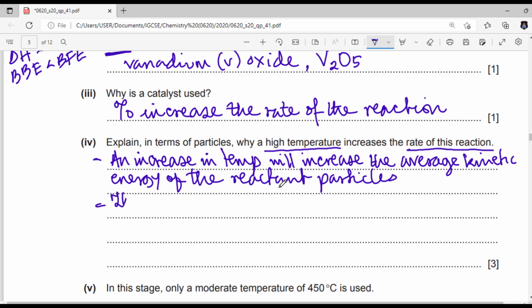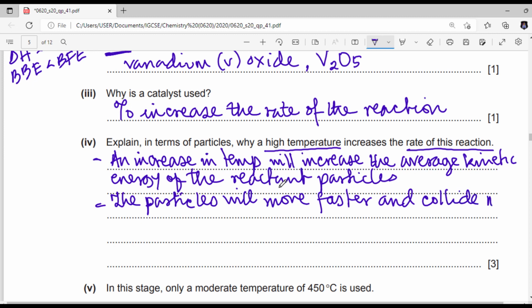The particles will move faster and collide more frequently with one another. In other words, the frequency of collision between the reactant particles will increase. And then lastly, when that happens, what will happen?